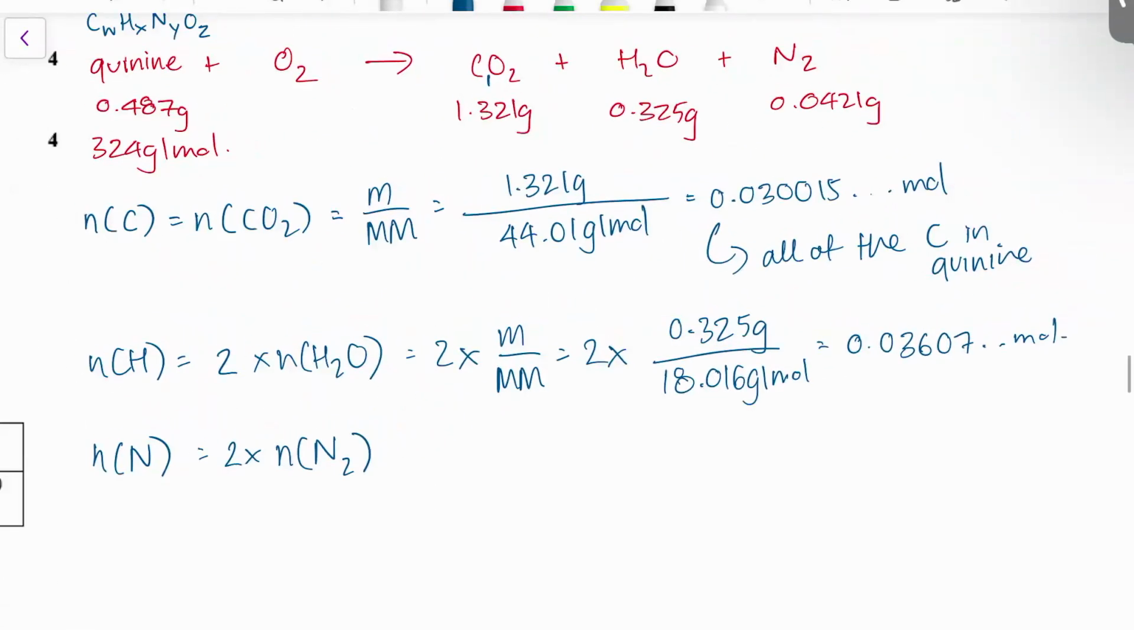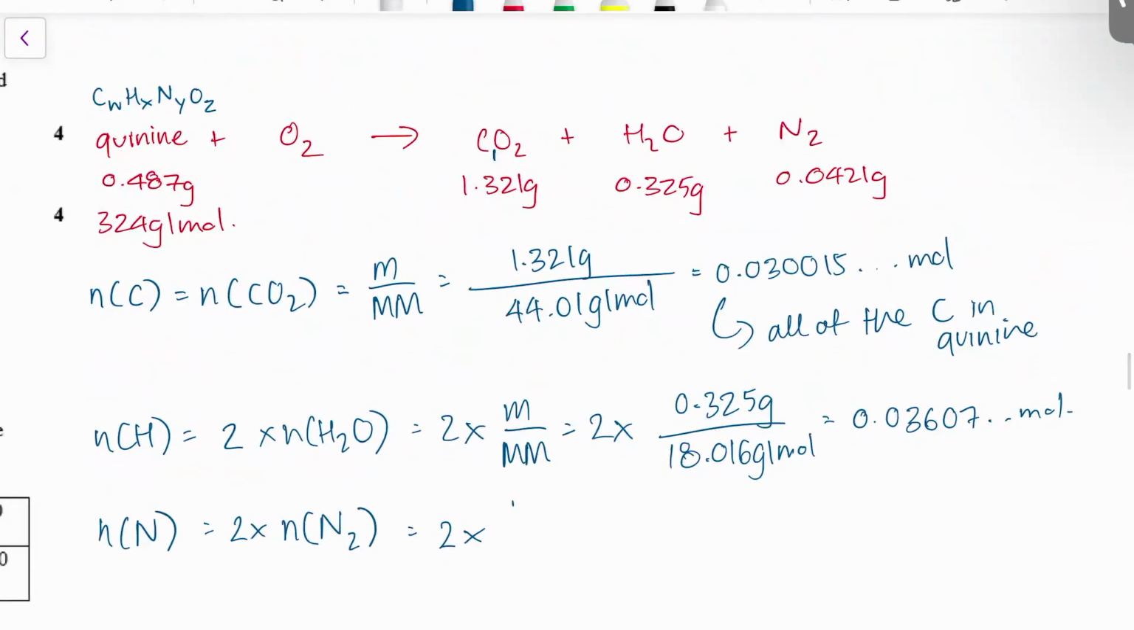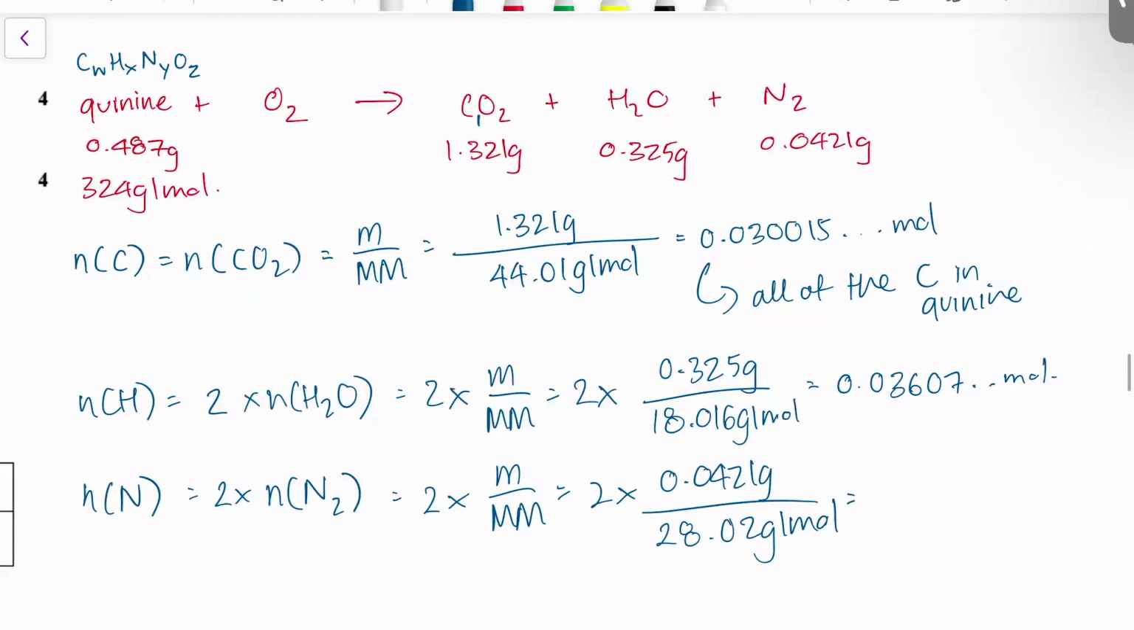Good. Okay. Same thing. 2 times mass on molar mass. 2 times 0.0421 grams. Each nitrogen is 14.01. If it's N2, that's 28.02 grams per mole. Okay, what do you get for the moles of nitrogen? Don't forget to multiply by the 2. Thank you, 0.003004.